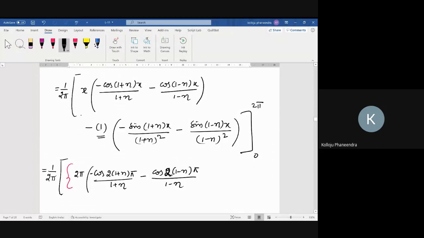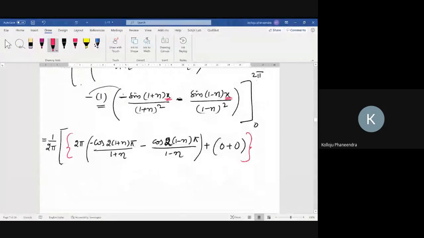Okay, this minus into minus. Take minus common here. So this bracket closed, and this becomes plus. Anyway, sine n pi value is always 0. So this second bracket is completely 0. Sine 2n pi you will get here. So 0. This is upper limit.